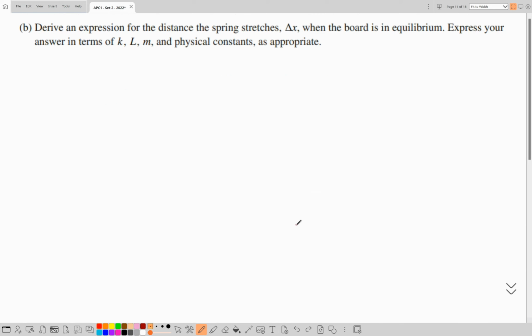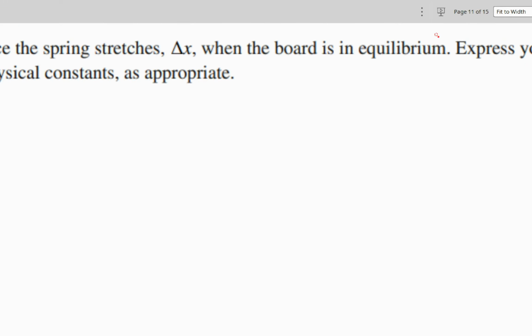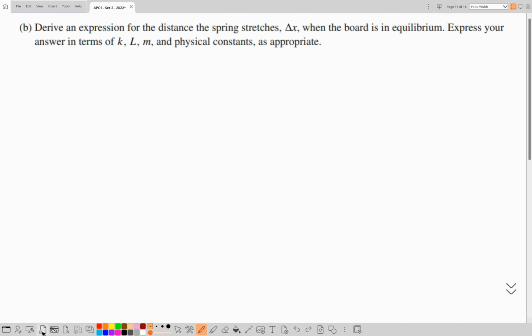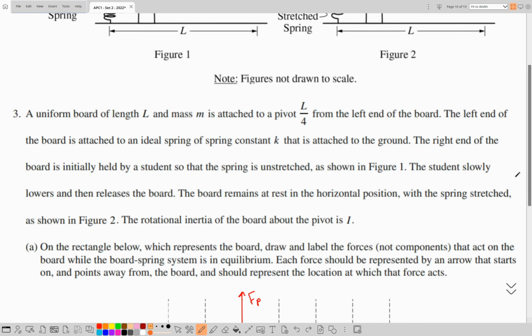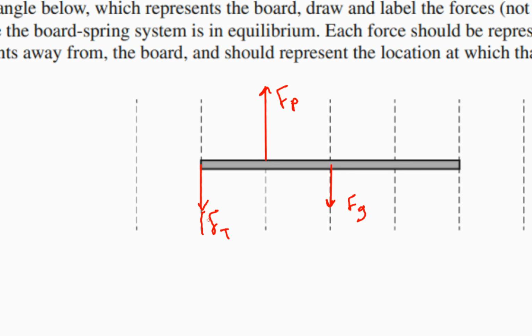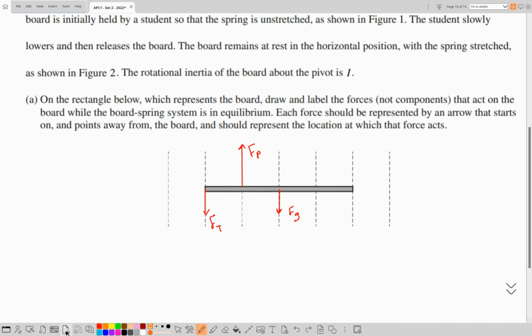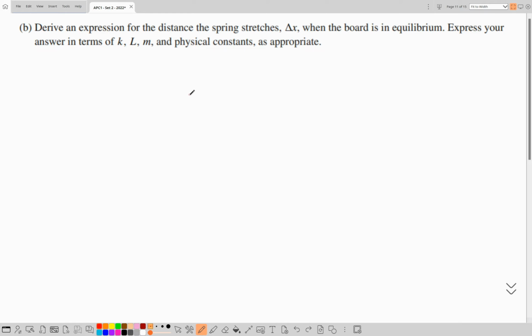In part B, they're telling us derive an expression for the distance the spring stretches, delta x, when the board is in equilibrium. Express your answer in terms of K, L, M, and physical constants as appropriate. So it is at equilibrium, which means torque net is equal to 0. Now, what are the forces that are providing the torque? We have only the force due to the tension and the force due to gravity because this provides no torque. So instead of writing torque net equal to 0, we can directly say that the torque provided by the tension should be equal to the torque provided by gravity, and the reason here is given by balanced torques.